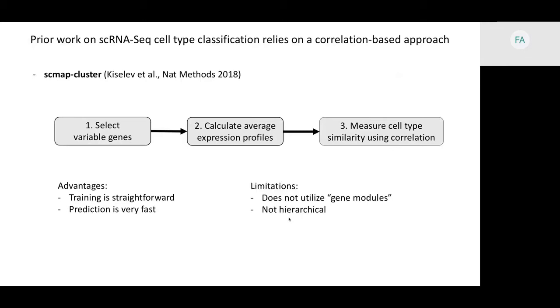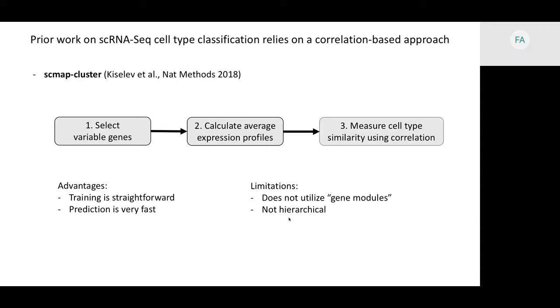But there were some limitations that we recognized that we wanted to address. So first of all, the way SCMap Cluster reduces the dimensionality is basically just through feature selection or gene selection. And when you think about the expression differences between different cell types, you realize that there are these large sets of correlated genes that are highly expressed in one cell type but not in the other.